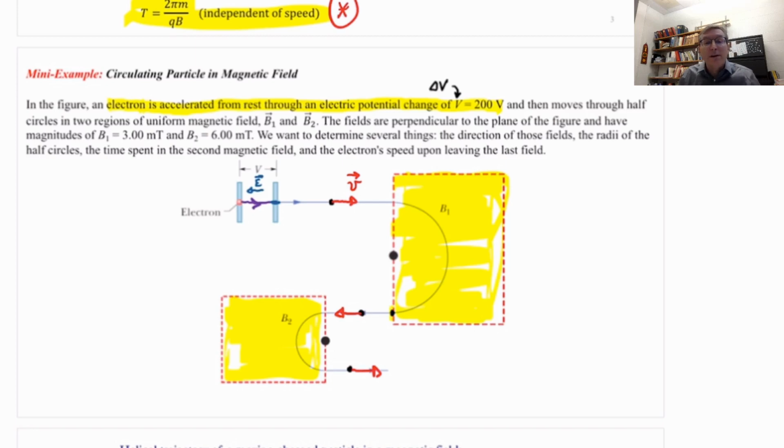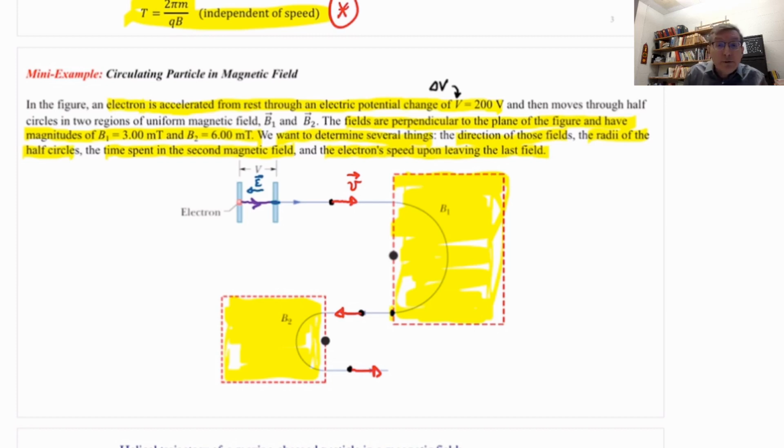Both those fields, B1 and B2, are uniform. Okay? The fields are perpendicular to the plane of the figure, and they have magnitudes: B1 magnitude is 3 millitesla, B2 magnitude is 6 millitesla. And we want to know several things. The direction of those fields, B1 and B2, into the screen or out of the screen, the radii of those half circles, and the time spent in the second magnetic field, and the electron's speed upon leaving the last field. So they want us to tell them a lot.